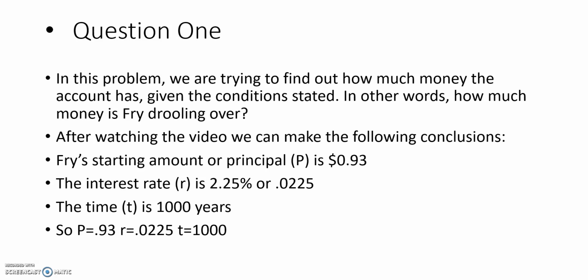After watching the video, we can make the following conclusions. Fry's starting amount or principal is going to be 93 cents. The interest rate is 2.25% or 0.0225. The time is going to be over 1,000 years. So we know that P equals 0.93, R equals 0.0225, and T equals 1,000.